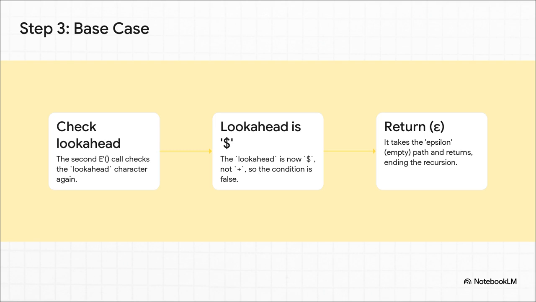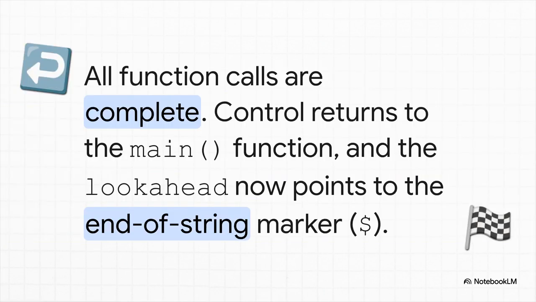This triggers the other option in its grammar rule, that little epsilon symbol, which basically just means match nothing. It's the parser's way of saying, okay, I guess we're done here. So the function does nothing and just returns. The recursion is over. And that single return starts a chain reaction.